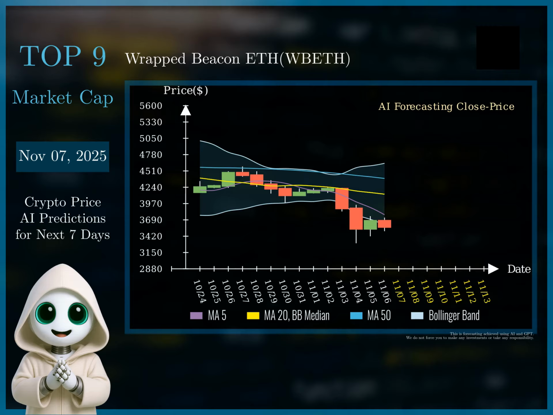Given this confluence of factors, I recommend a short-selling strategy. Enter short at 3650, placing a stop loss at 3770 to protect against a potential rebound. The initial target price is 3,500, aligning with the forecast low.